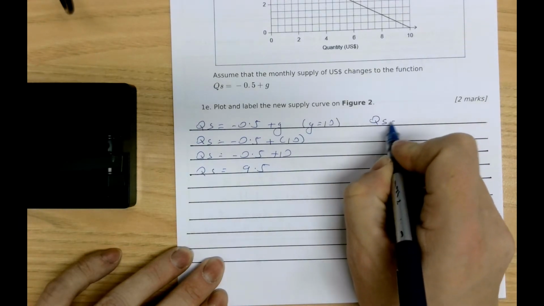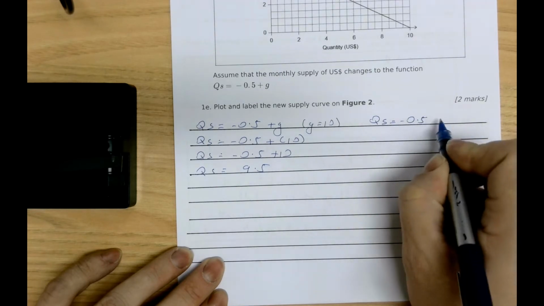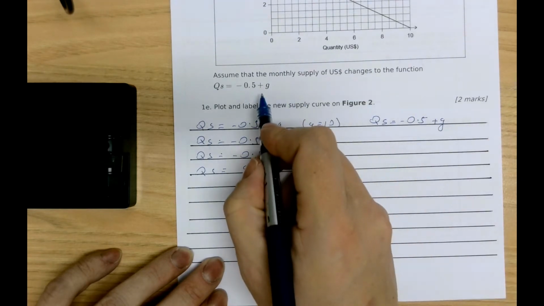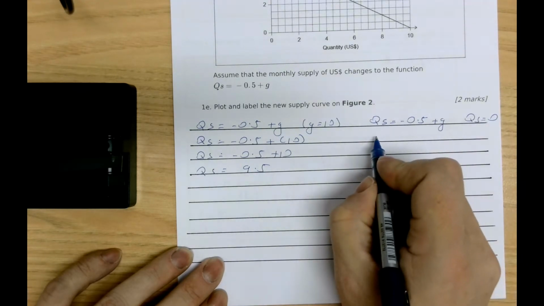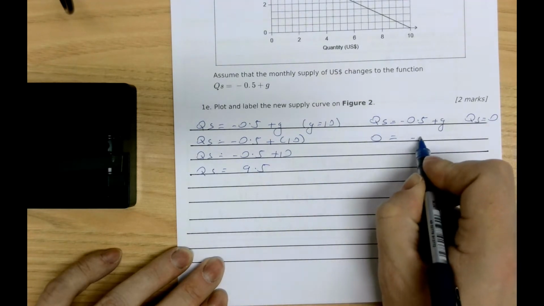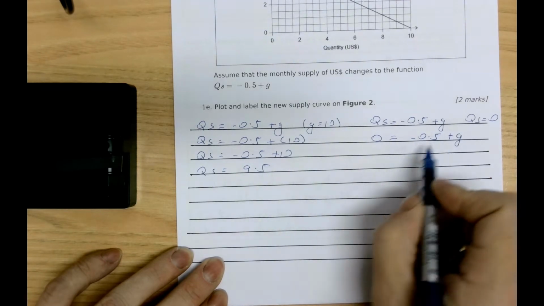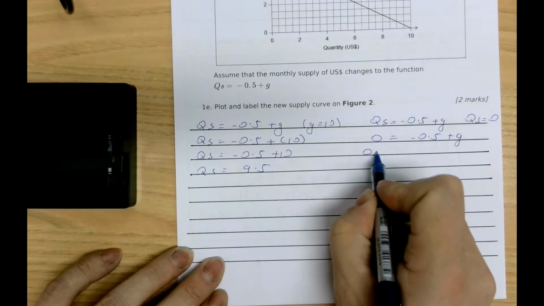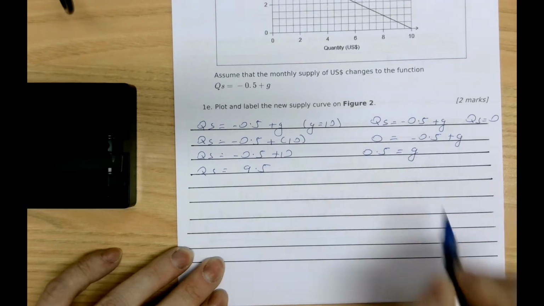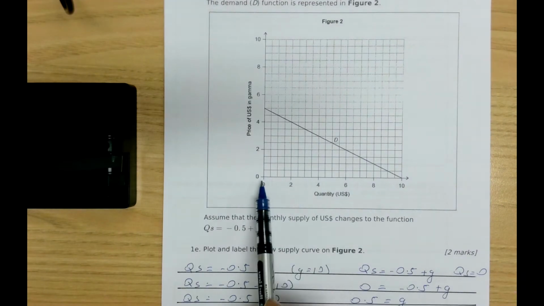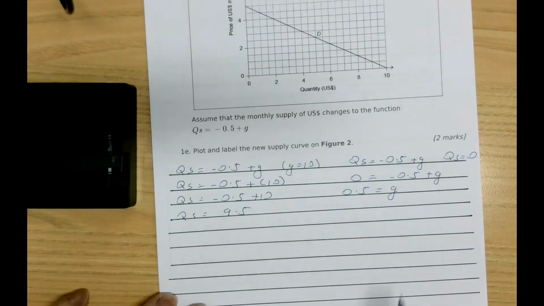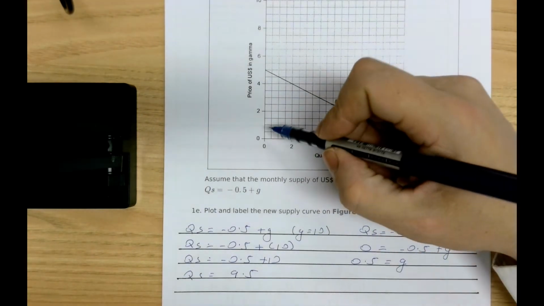Now QS, the quantity supplied, equals minus 0.5 plus G, taking that directly from there, and I'm going to set QS equal to 0, and that's never a bad one when you're dealing with supply. So I'm going to write down 0 equals minus 0.5 plus G, and I bring the minus 0.5 over and get plus 0.5 equals G. So at a quantity of 0, which is here, our answer is G equals 0.5.